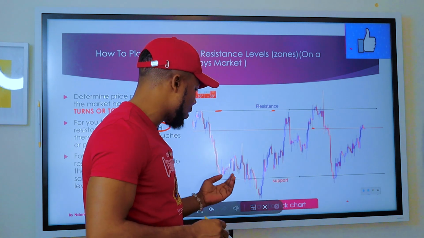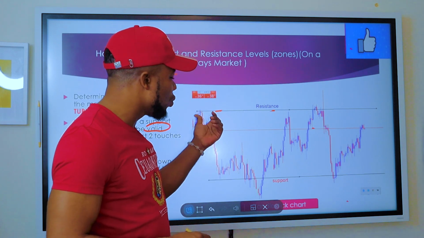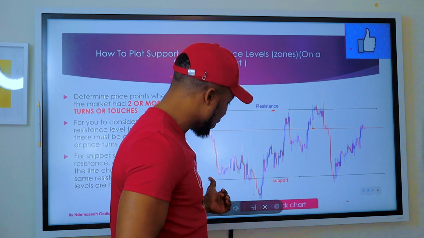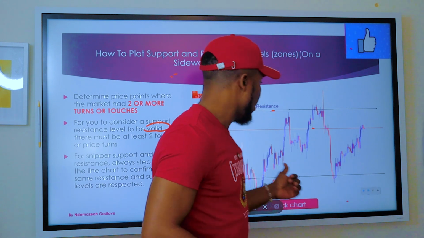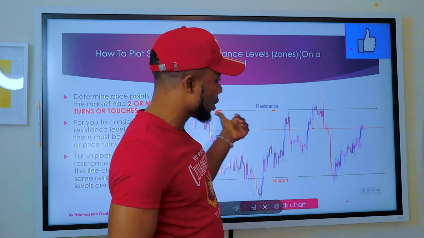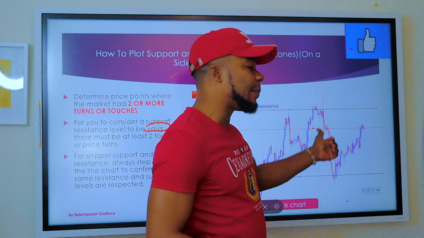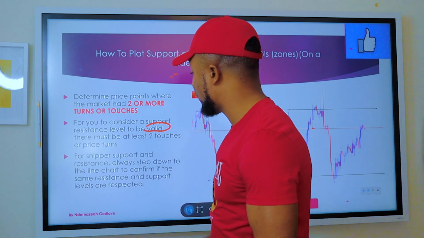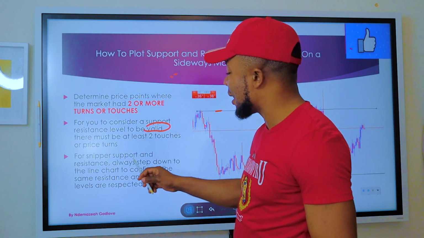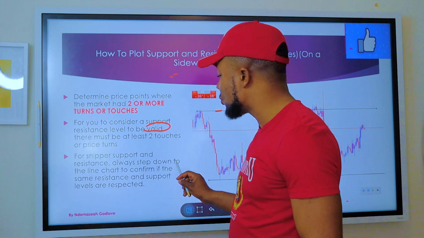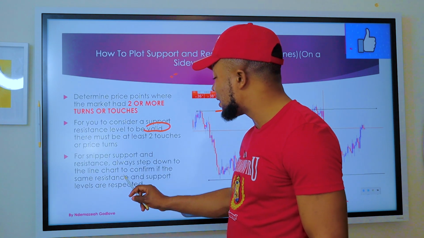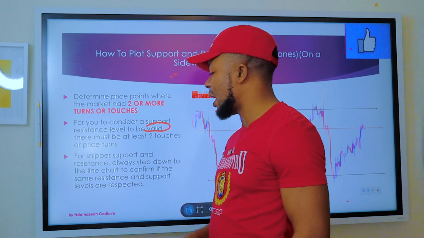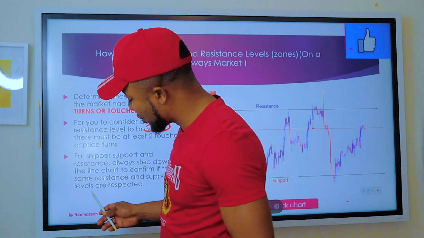All right, here we had 1, 2, so there must be at least 2 touches. Here 1, 2, then we know that, okay, this is a potential support level. Then here 1, 2, this is a potential resistance level, and you can see the price keep respecting that particular level. And then for sniper support and resistance, always step down to the line chart to confirm the same resistance and support levels are respected. What is the explanation of this one?